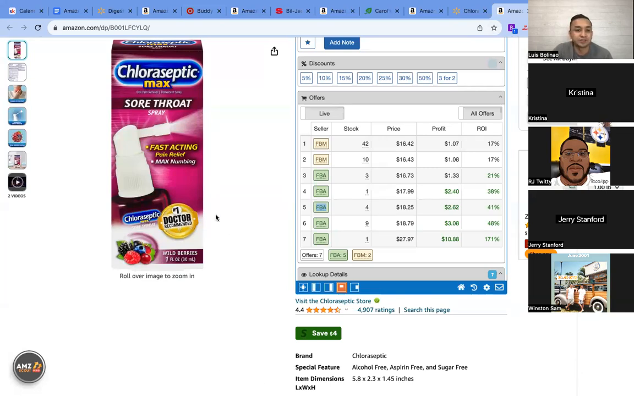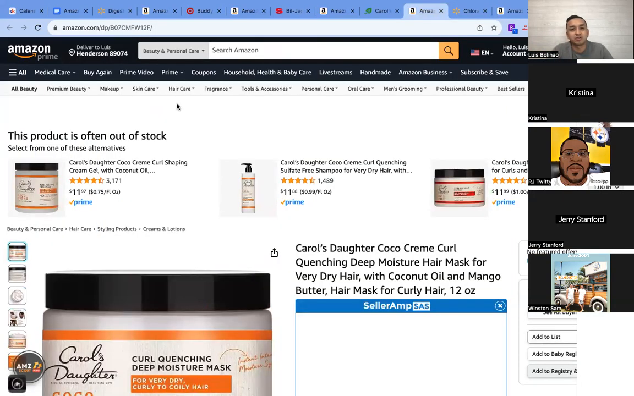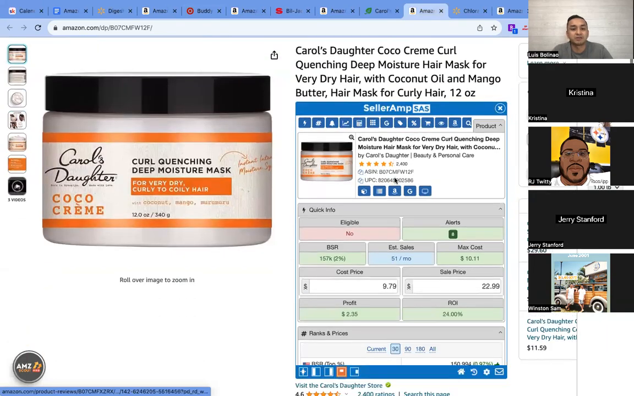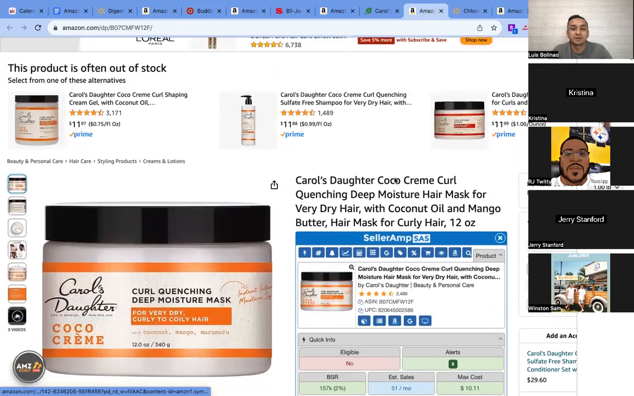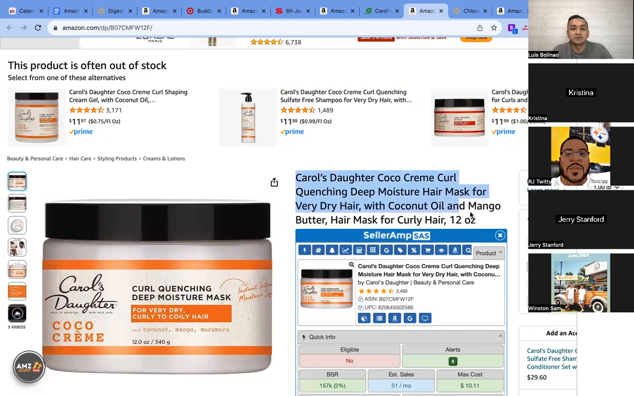But to answer your question, there are many ways to do product research. You can even start with Amazon. You can literally go to Amazon and pick a random product. So for example, this one. And then you can Google this product and look for the supplier.